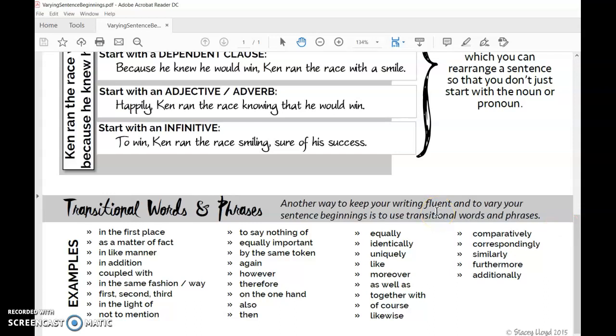Now you need to go on Seesaw, the activity, and click on the form to complete to show me that you practiced this. There's only 6 of them that you need to do on the form. Okay, I look forward to seeing how you vary your sentence beginnings in your essay.